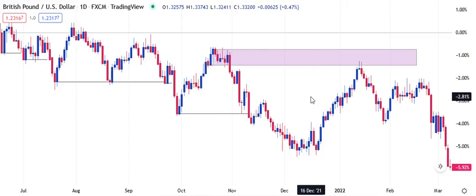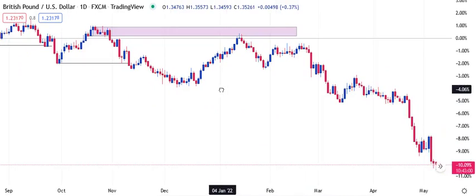Can you see that, guys? And as you can see, price returned to that perfectly before pushing down. Can you see that, guys? As simple as ABC. As simple as that. Nothing complicated, guys. Nothing. Okay, I want you to understand that.